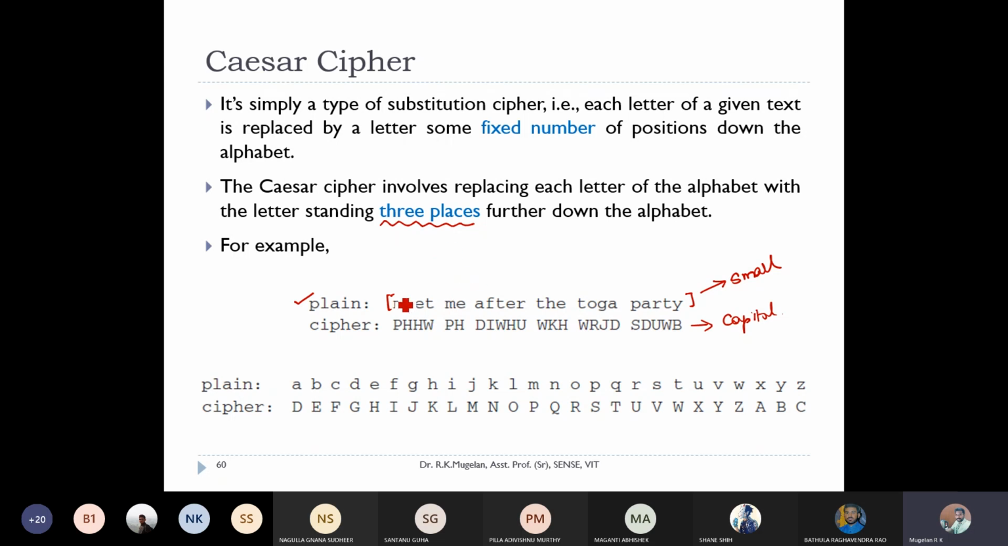You can see we have the first word, "meet." If you take letter M and replace it by 3 positions, 1, 2, 3, M will be replaced with P here. These are the ciphertext letters for the respective plain text in the English alphabet. E is present here, 1, 2, and 3, so E is replaced with H here. Like this, they substitute each and every character with the ciphertext. And in the reverse manner, in the decryption part, they shift back by 3 positions.